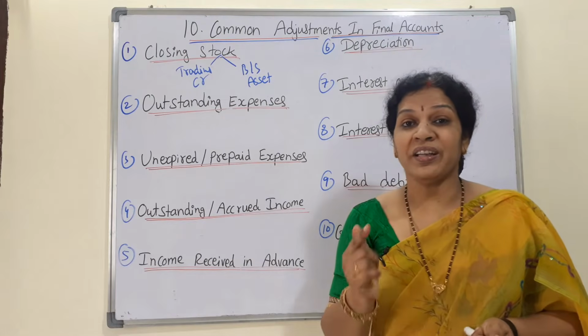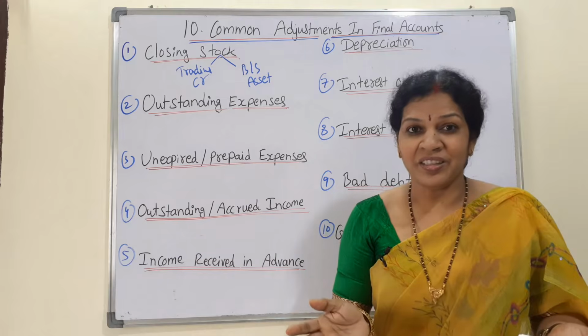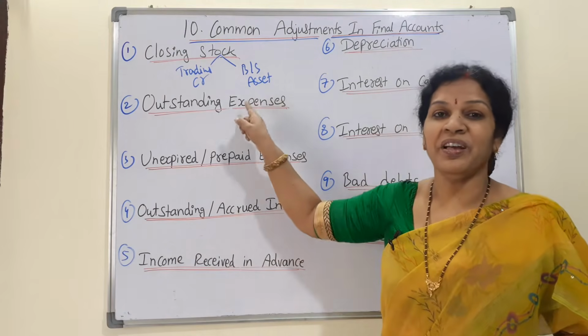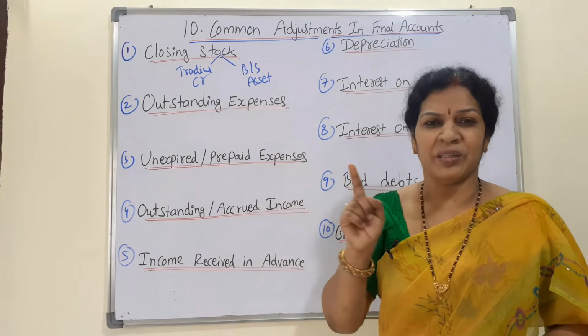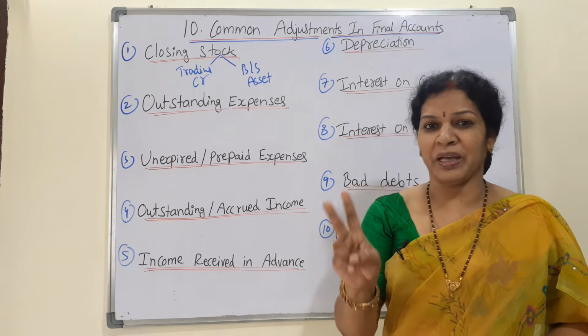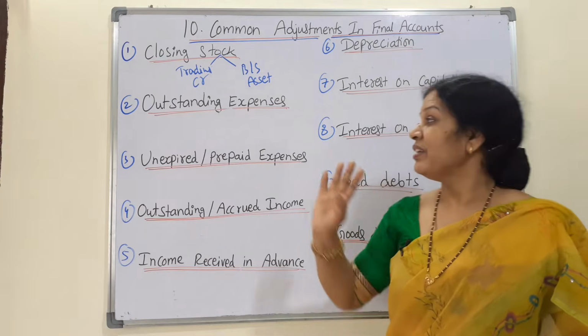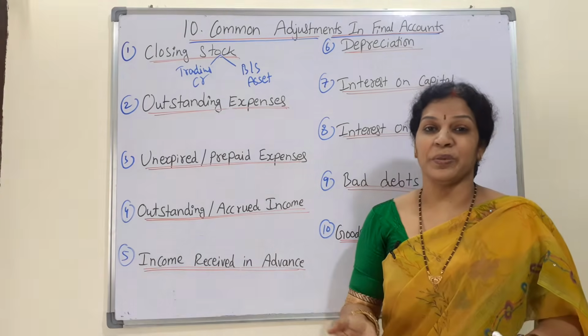Why are we writing on the asset side? Leftover closing stock is an asset, so we will show it in the balance sheet asset side. Able to remember? Closing stock, two effects: trading account credit side, balance sheet asset. That's all, remember. Now second one, outstanding expenses.